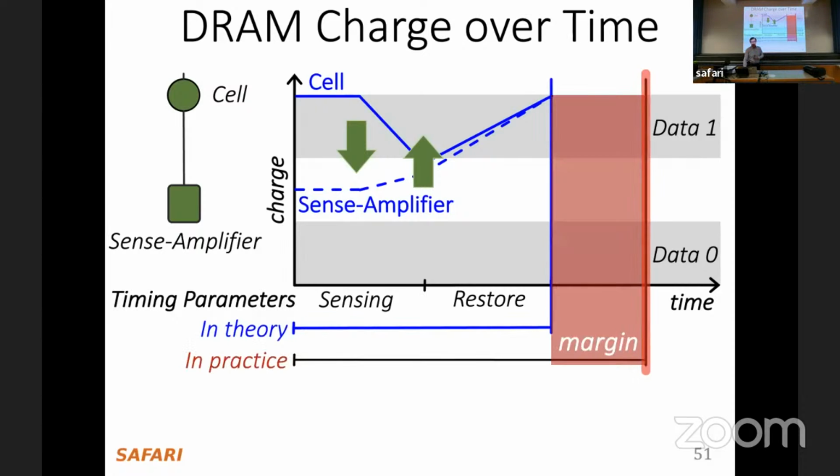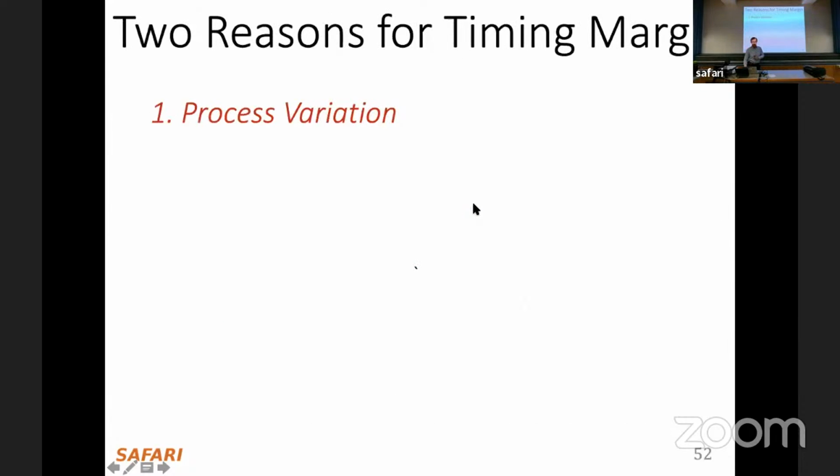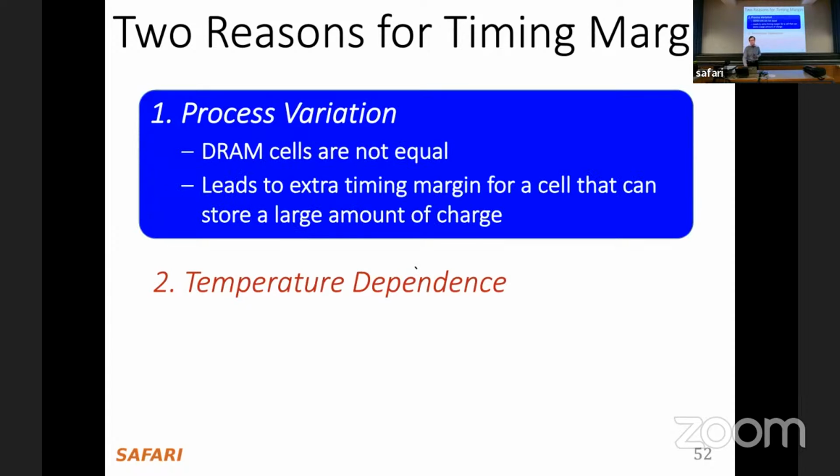But in practice, we add a timing margin for multiple reasons that we discussed, right? Because this curve looks different for different cells, and also there's temperature dependence. So these are the main reasons for timing margin. Process variation, as we discussed: DRAM cells are not equal. Some cells are slow, some cells are fast. And this leads to extra timing margin for a cell that can be accessed faster. I'm thinking of this as a cell that can store a large amount of charge, but it's really a cell that can be accessed faster. This is an abstraction, basically, because we're going to see something soon.